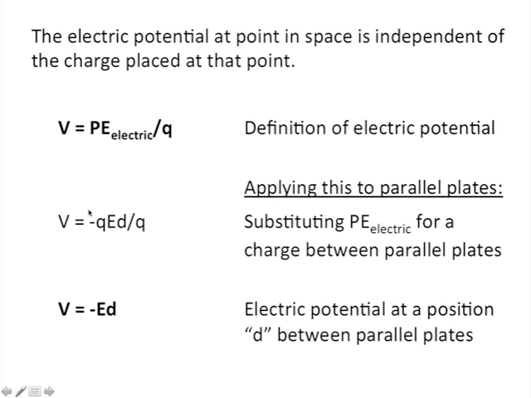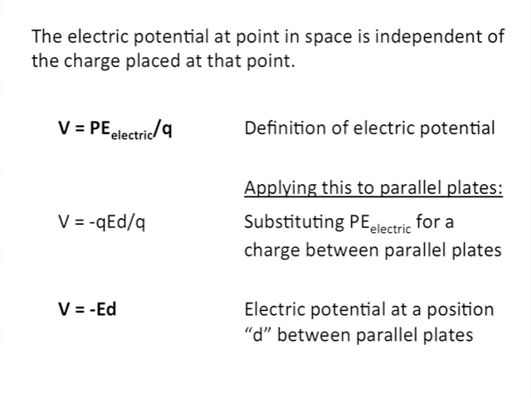Now, applying that equation to parallel plates, we can substitute the expression for electric potential energy, and we find that the Q's cancel out. And this is why the electric potential is independent of how much charge you put there, because the Q, the charge, cancels out. When the charge cancels out, we're left with this expression. Electric potential is related to the electric field and the position D between the plates. This is going to be another primary equation we're going to use.